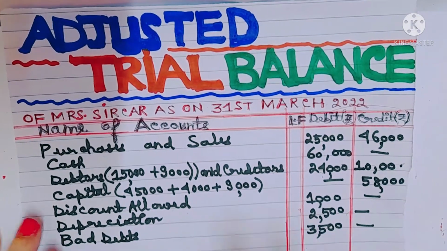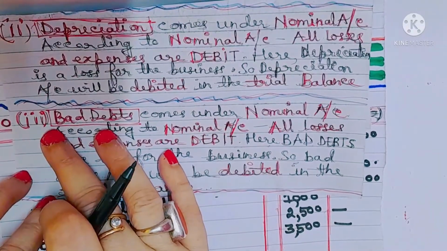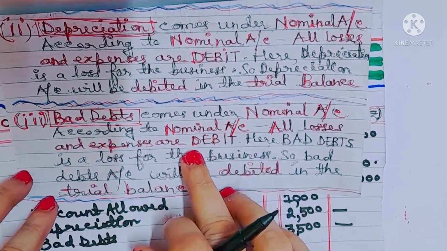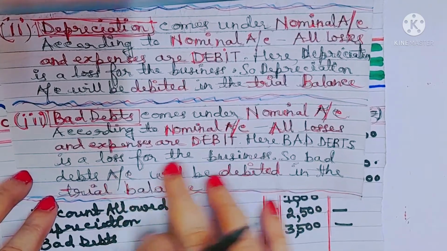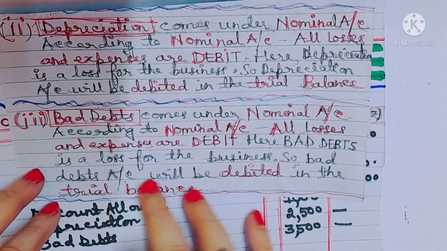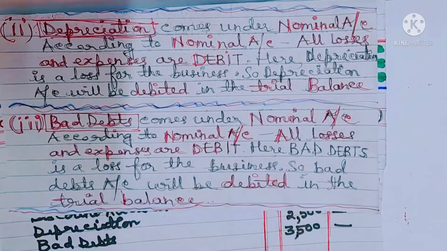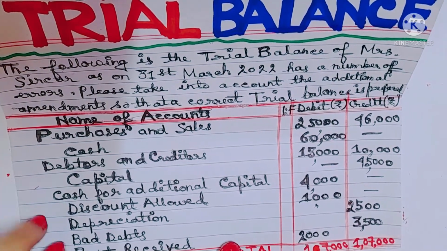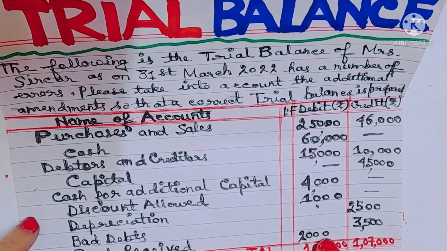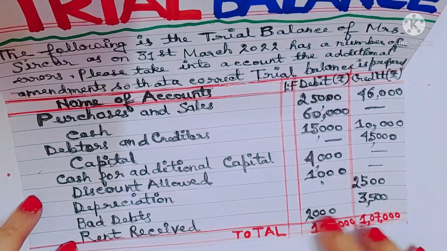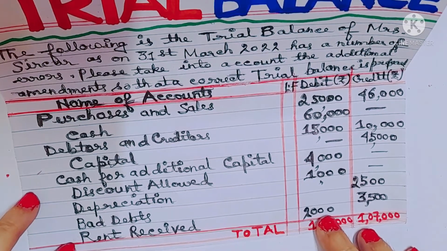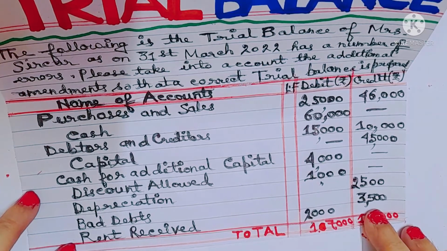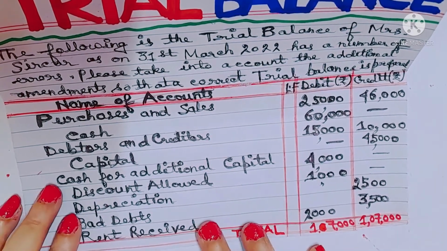Okay. Number 3. Bad debts comes under nominal account. According to nominal account, all losses and expenses are debit. Here, bad debts is a loss for the business. So, bad debts account will be debited in the trial balance. Now, let's see the last account. The last account is rent received, 2,000. Rent received is a credit balance, but they have wrongly written in the debit column. So, we have to rectify and we have to write rent received in the credit column. And since they have written wrongly, we have to add a note below the trial balance.